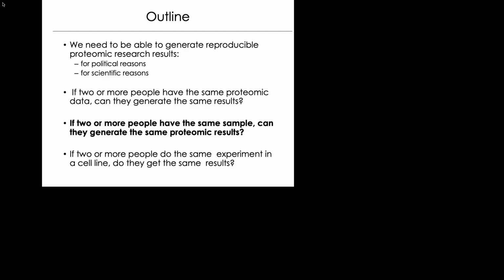So I will conclude here that from this question, if 2 or more people have the same proteomic data, can they generate the same results? I would say the answer in the DIA world is yes, and we could then conclude that the variability we may observe in DIA mass spectrometry is not coming from the software tools, which is very different from the old times some years ago in proteomics.